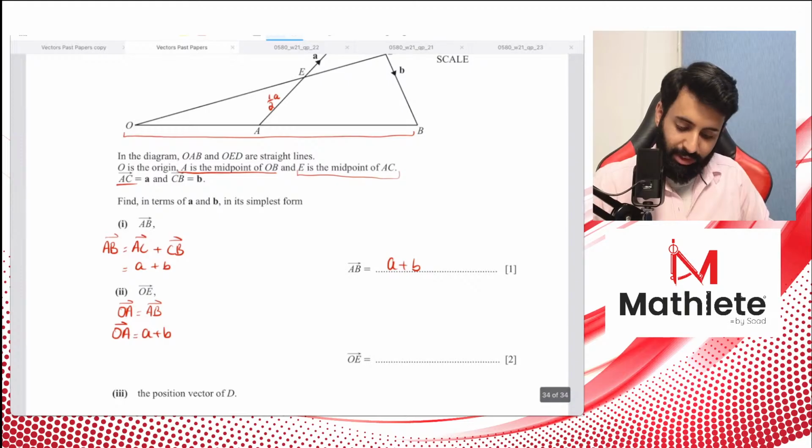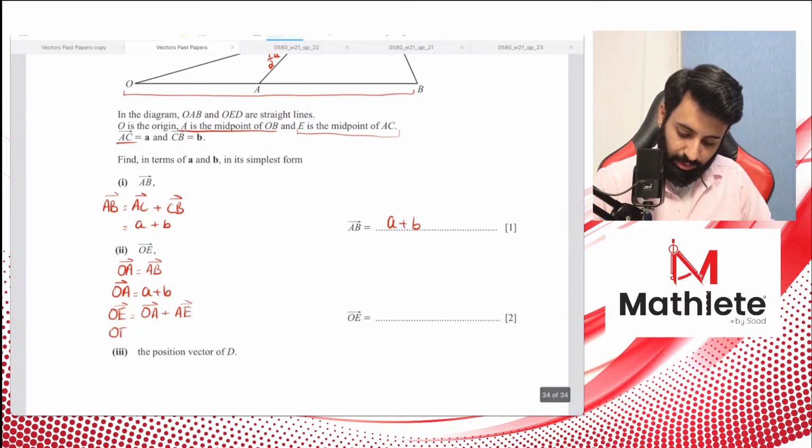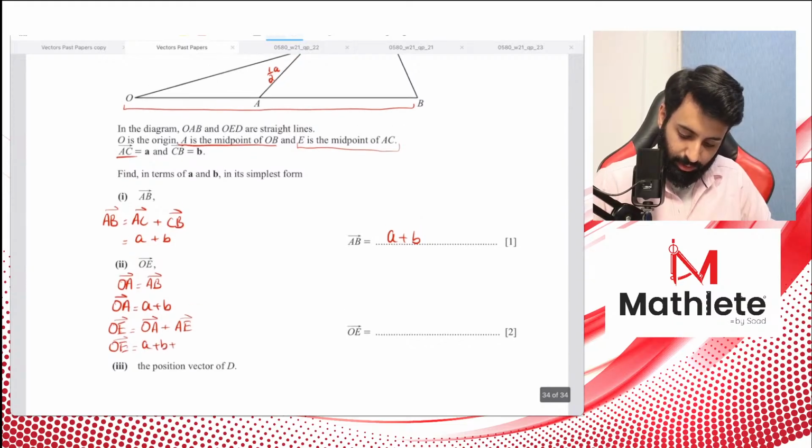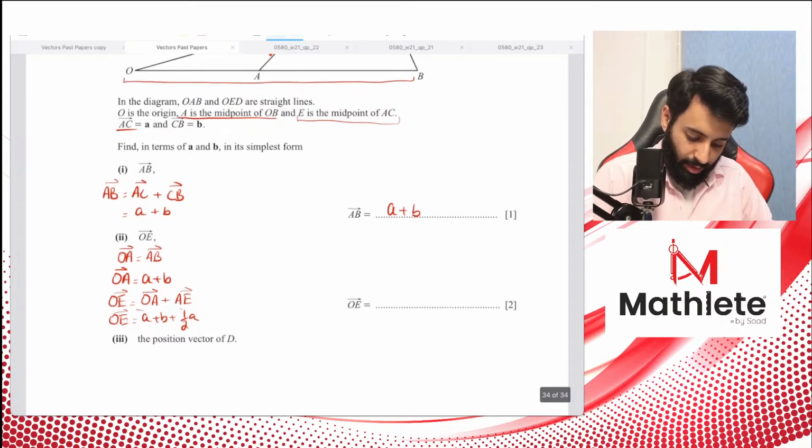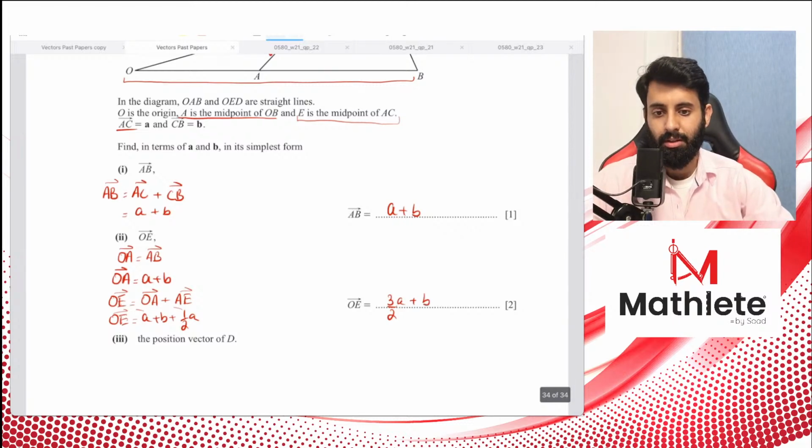Okay, so finding OA is half the work done because now we have enough information to find OE. For OE, we can go from O to A and then from A to E. Now we already have OA, which is A plus B, and we already have AE, which is half A. And there you go. A plus half A is 3 upon 2A plus B.